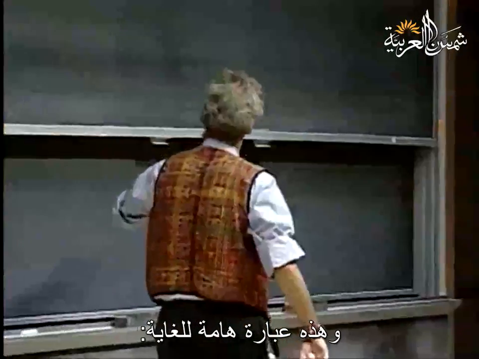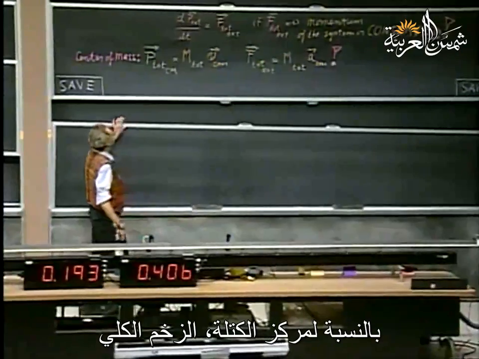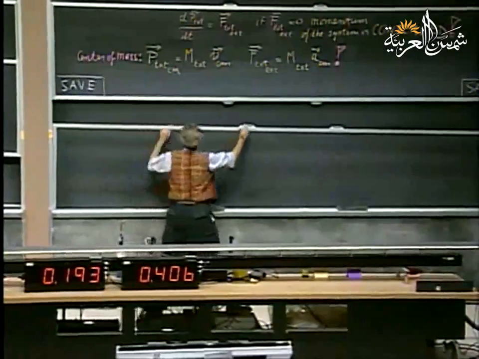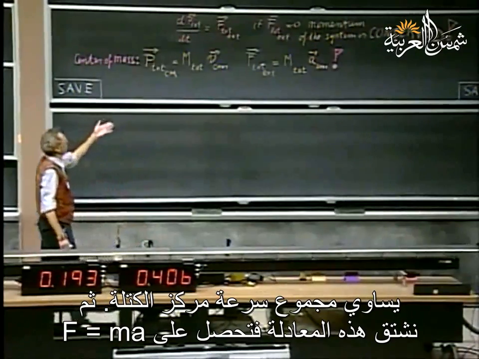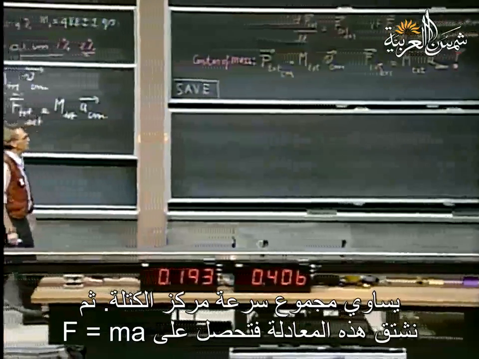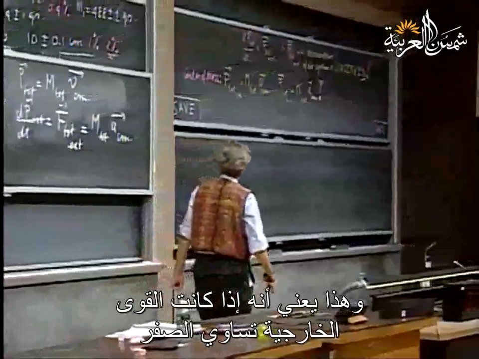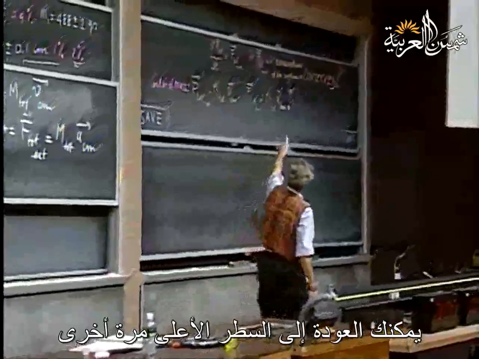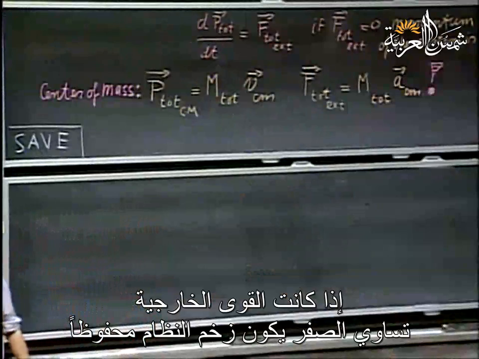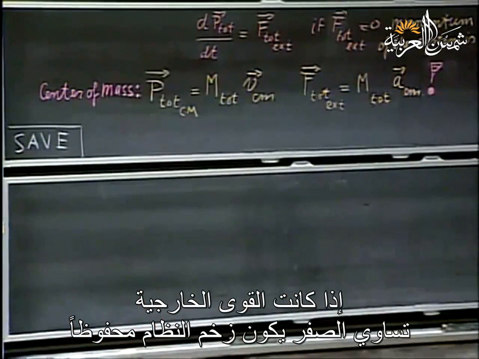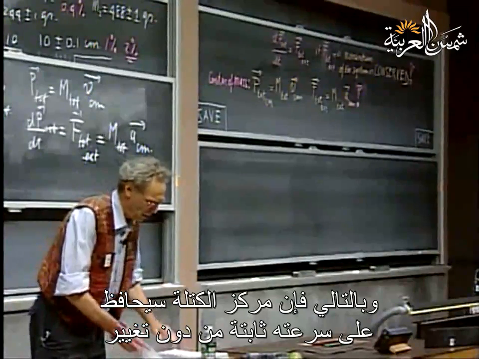And so this is another quite important statement. For the center of mass, the total momentum is the mass times the velocity of the center of mass. And you take the derivative of that equation and you get F equals ma. And that means if the external force is 0, you can go back to the upper line again. If the external total force is 0, then the momentum of the system is conserved, and so the center of mass will then keep its velocity unchanged.